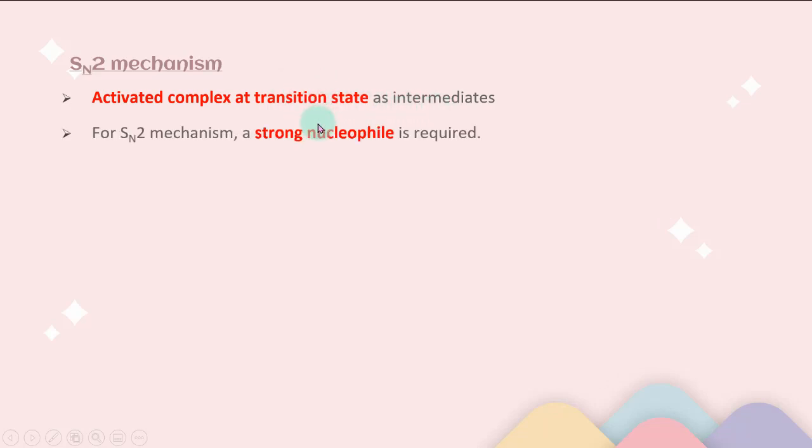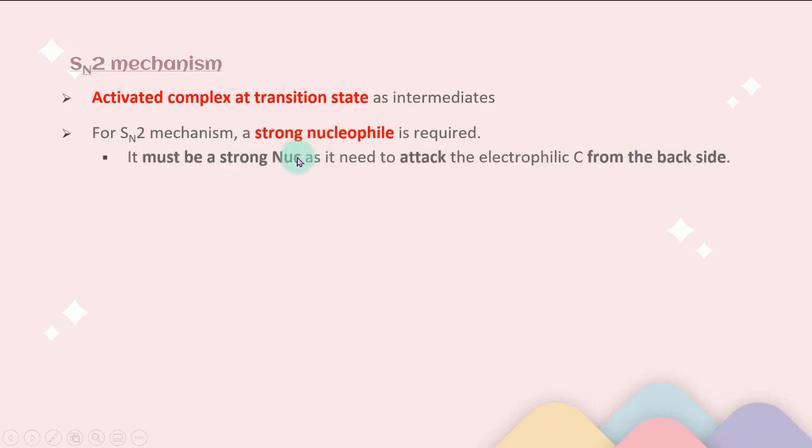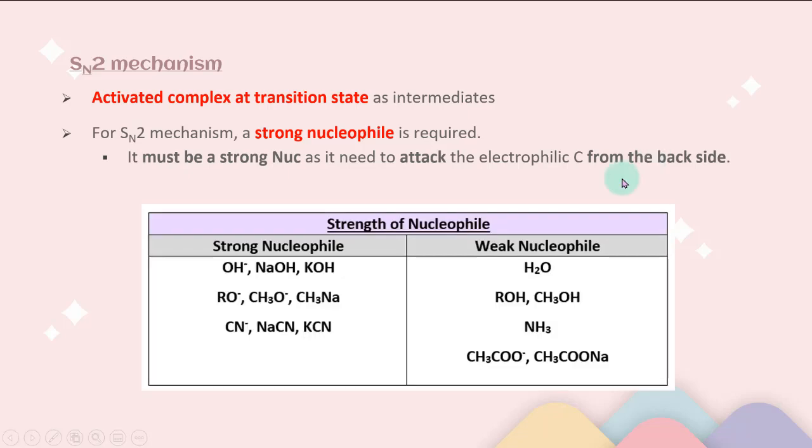So for this SN2 mechanism, the activated complex, the transition state, is not an intermediate. This transition state is in your one-step mechanism, and it requires a strong nucleophile. The reason we require a strong nucleophile is that you need this nucleophile to attack the electrophilic carbon from the backside. So it must be strong enough to push away the halogen as the leaving group. For examples of strong nucleophiles, you can see the table. This table is in Chapter 7's notes, page 11.